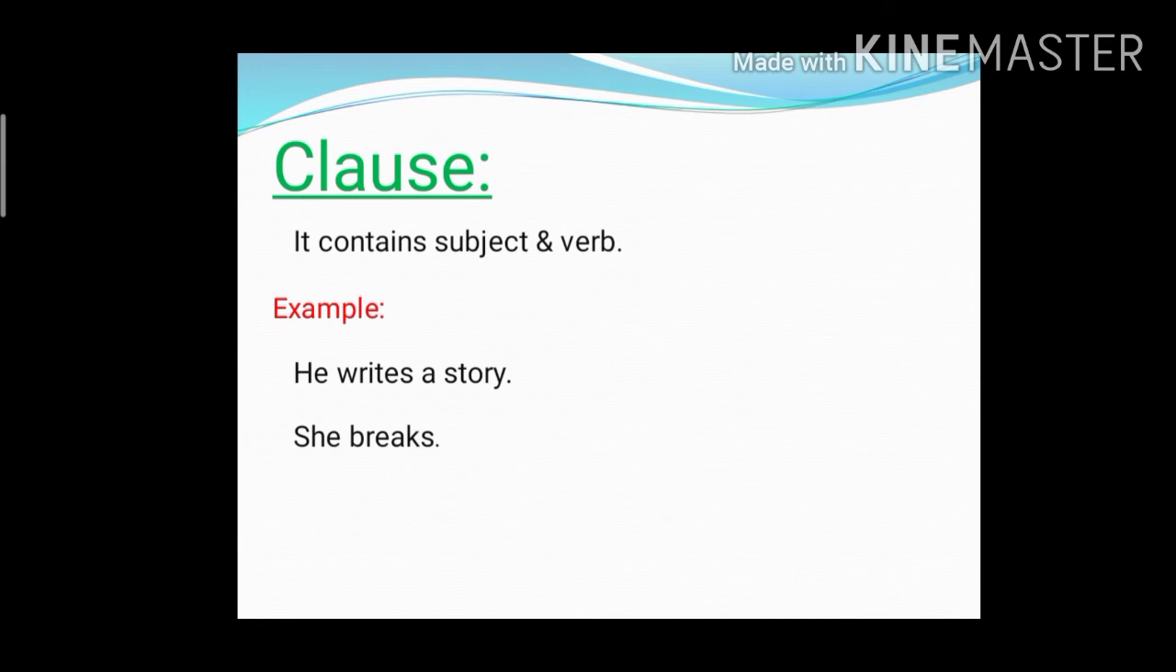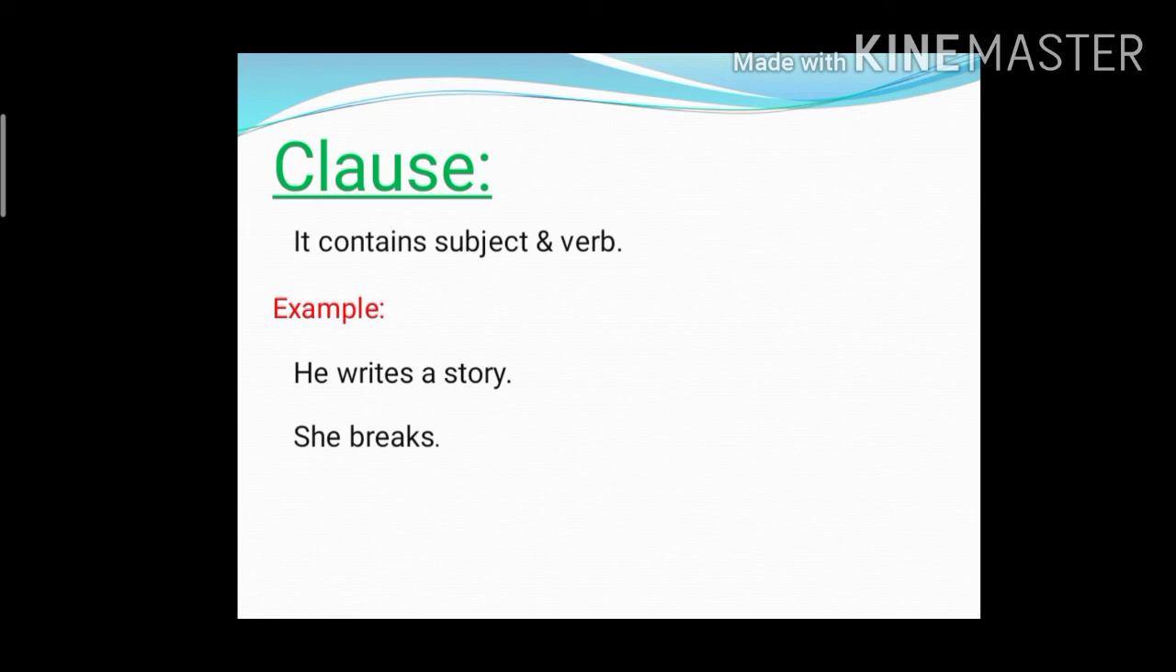Guys, a clause may be defined as a part of the sentence that contains a subject and a verb. Sometimes it may be defined as a part of the sentence that contains a subject and a predicate. Predicate must contain a verb and object. So in all cases, whether it contains subject and verb or subject and predicate, we determine it a clause. Here, through these examples, we will know how a clause is made.